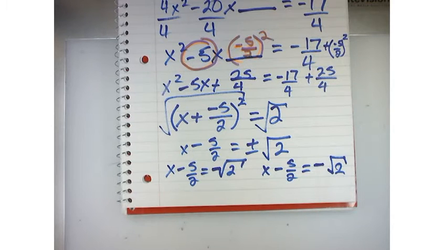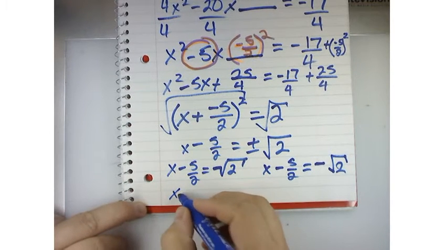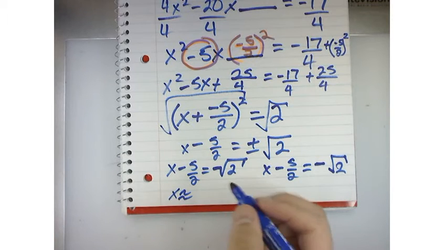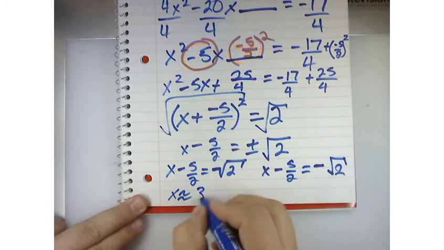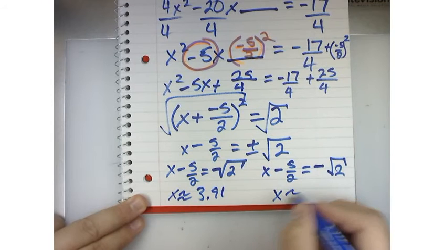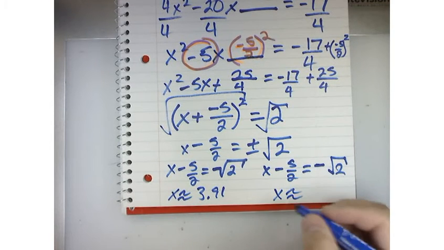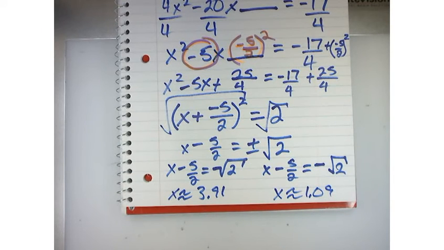And so you're going to add 5/2 to both sides. And so your answer should be, if you were to write them out as a decimal, x is approximately 3.91, and then this one would be x is approximately 1.09. Okay? Any questions on those? Yes.